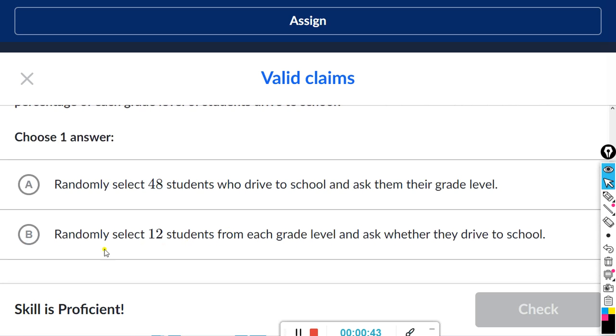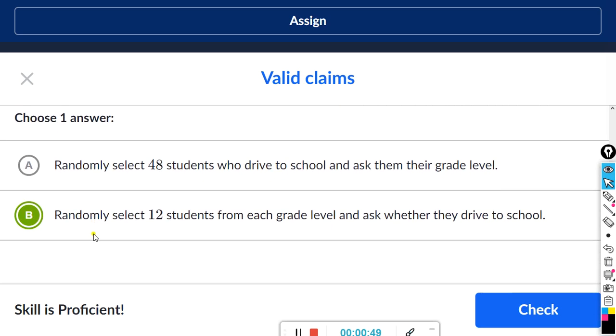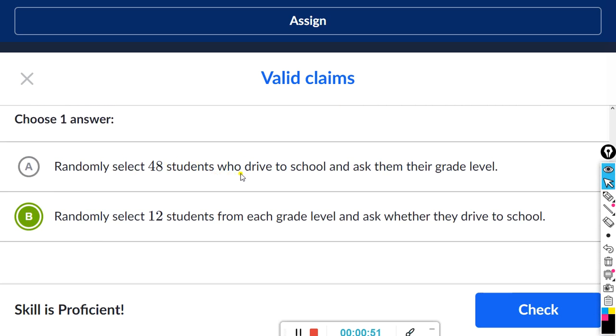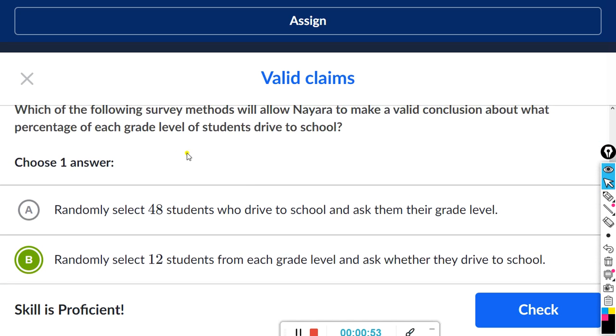Answer B, randomly select 12 students from each grade level and ask whether they drive to school. That's much better, okay? Like I said, A is biased because if you want to find the percentage that drives to school, you shouldn't ask the people that already drive to school.